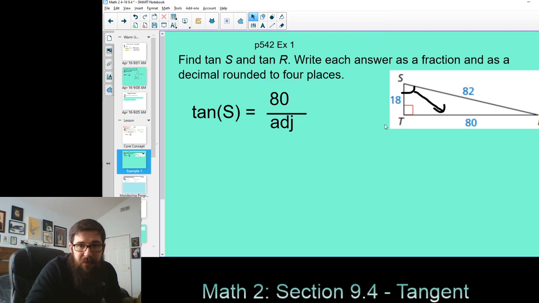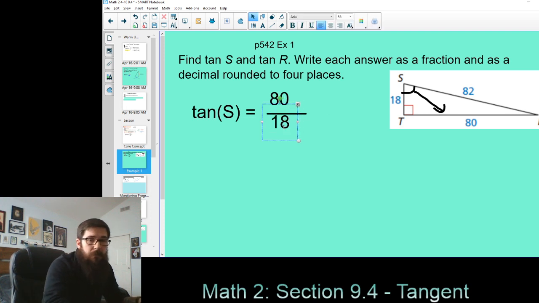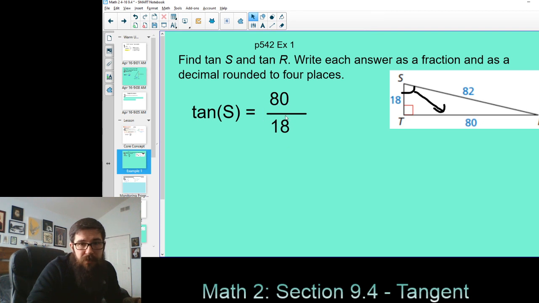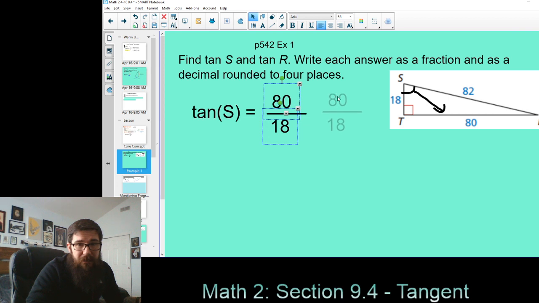What side length, which again is one of the legs, is adjacent to angle S? It touches this angle, 18. So I've got this fraction, 80 over 18. Ideally, you would reduce that. I can divide both of them by 2. This is going to go to 40, and this is going to go to 9, and that's about all I can really do.